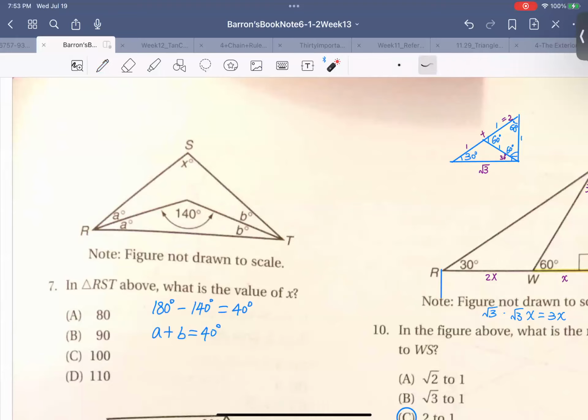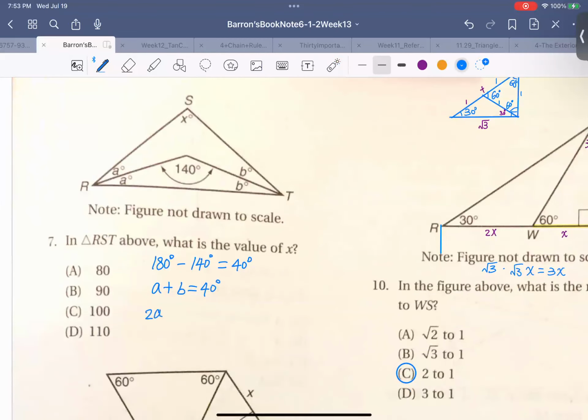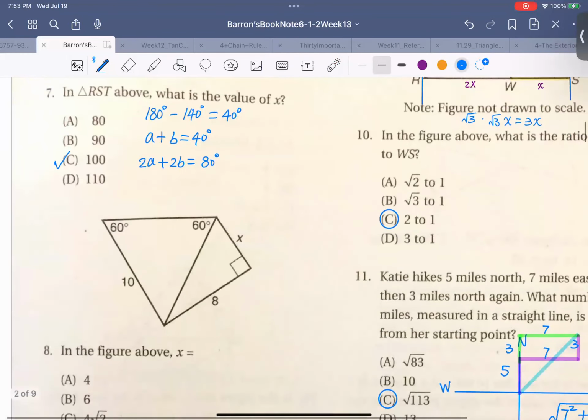Next, we are not asking for A plus B, we are asking for X. But you have 2A and 2B. So times 2, 2A plus 2B will be? 80. This is 80. That will be? 100. Yes. Very good. Makes sense. Next one.